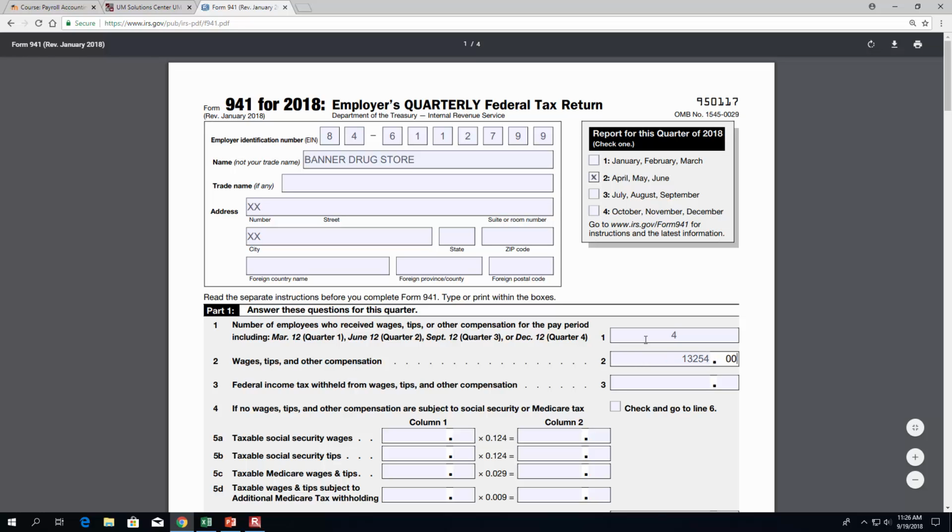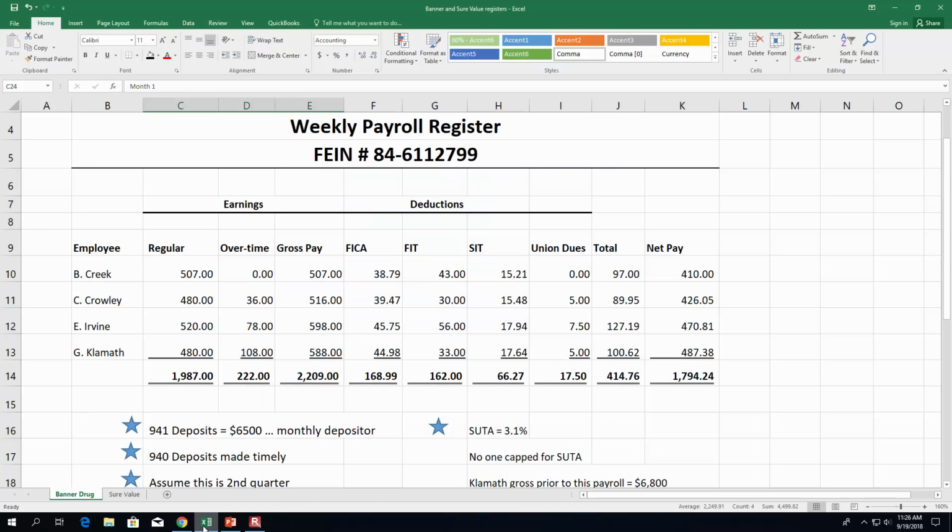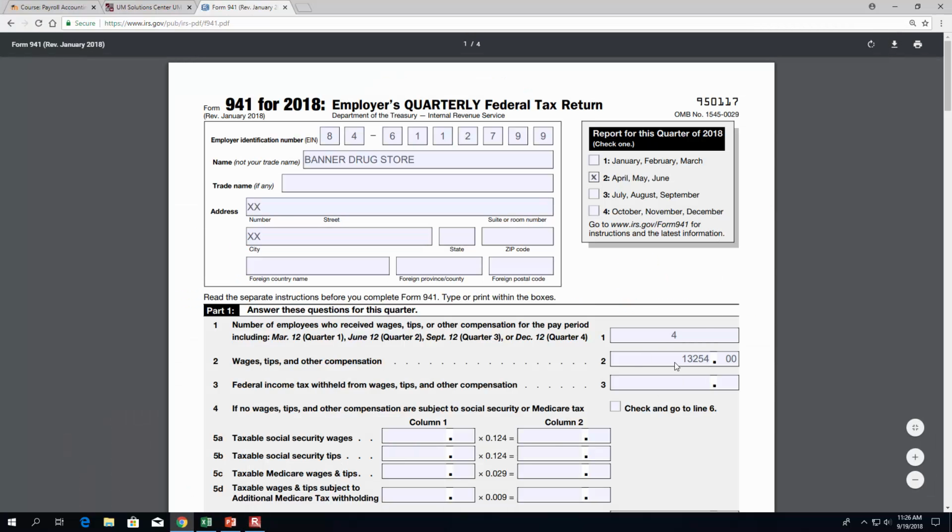So I took the total gross wages times the number of paychecks in the quarter. So 2,209 times 13. Is that right? That doesn't seem right. That's 28. Yeah, I got it. What the heck did I do? Sorry, that's not right. The minute I looked at that, I could see that. What's your number? 28,717. I don't know who filled out this answer key.